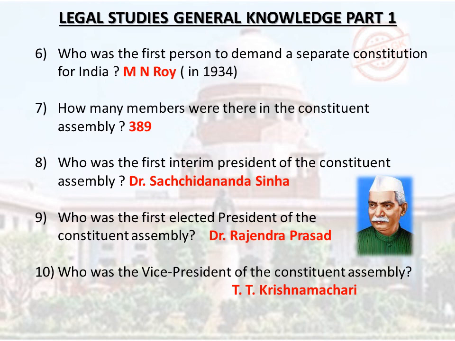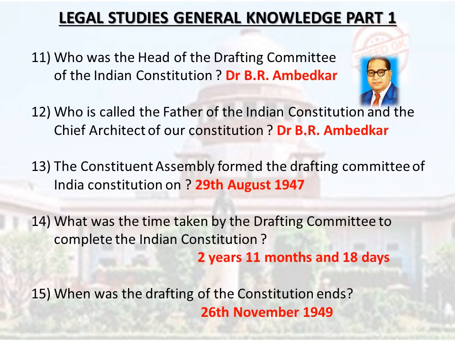Who was the first person to demand a separate constitution for India? M.N. Roy, in 1934. How many members were there in the Constituent Assembly? 389. Who was the first interim president of the Constituent Assembly? Dr. Satchidananda Sinha. Who was the first elected president of the Constituent Assembly? Dr. Rajendra Prasad. Who was the vice president of the Constituent Assembly? T. Krishnamachari. Who was the head of the drafting committee of the Indian Constitution? Dr. B.R. Ambedkar. Who is called the father of the Indian Constitution and the chief architect of our Constitution? Dr. B.R. Ambedkar.